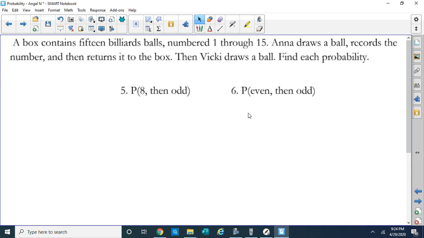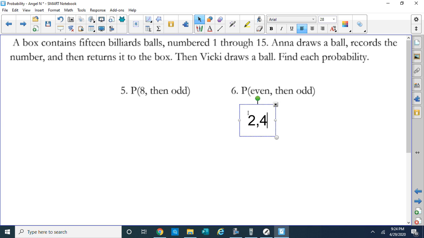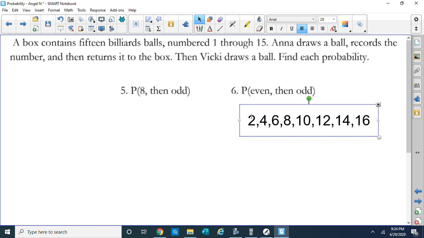Well, I mentioned odd numbers. We know they're not divisible by 2 without getting a remainder. Even numbers are numbers that you can divide by 2, and there is no remainder. With odd, there is a remainder. Even, there is no remainder. So 2, when you divide that by 2, there's no remainder. 4, 6, 8, 10, 12, 14, and 16.